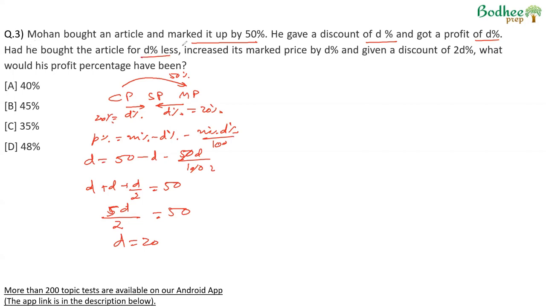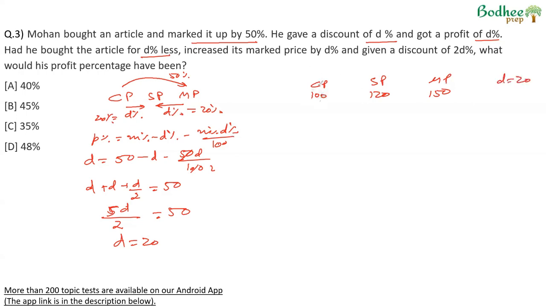Had he bought the article for D% less, increased the mark price by D%, and given a discount of 2D%, what would be his profit percentage? Suppose the cost price initially was 100. The marked price was 150 and the selling price was 120. These were the initial values and D is 20.